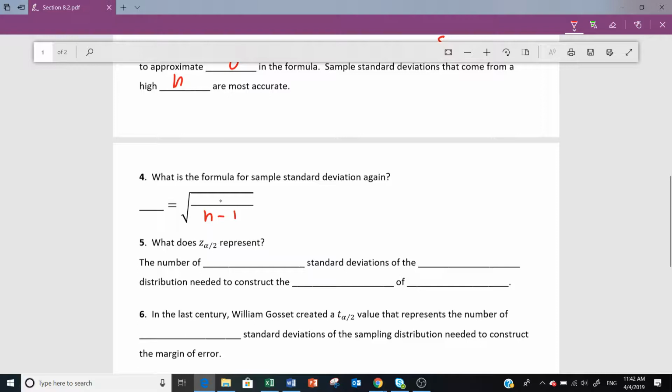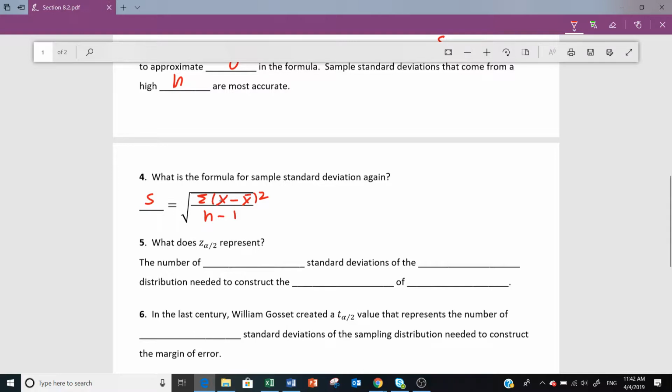What symbol goes on the left? What's our symbol? Good, S. So just finishing the top off. We take the mean away from each of the values, and then what do we do after we take the mean? Square it. Sigma x minus x bar, the whole thing squared. That's our formula for sample standard deviation.